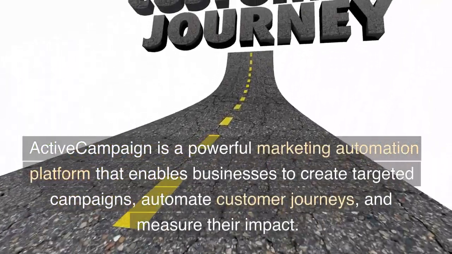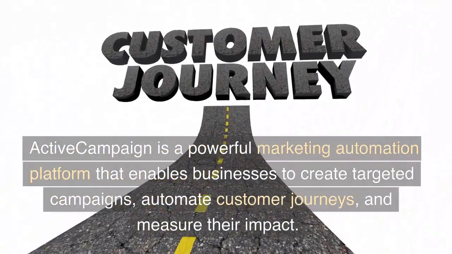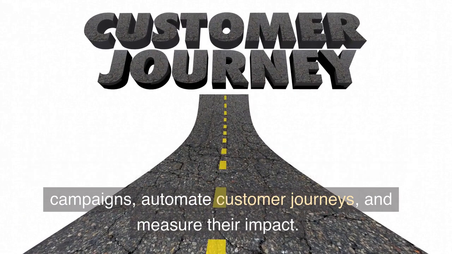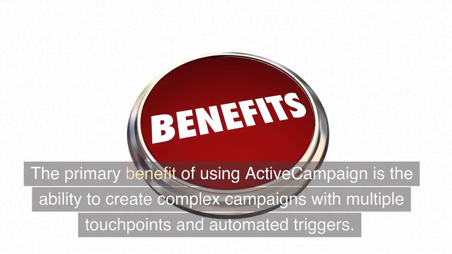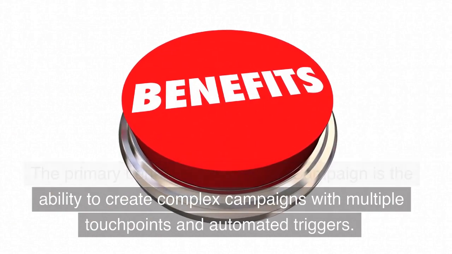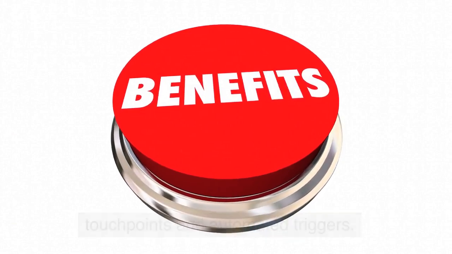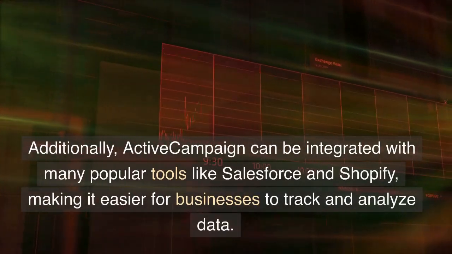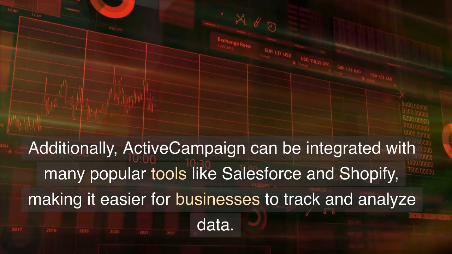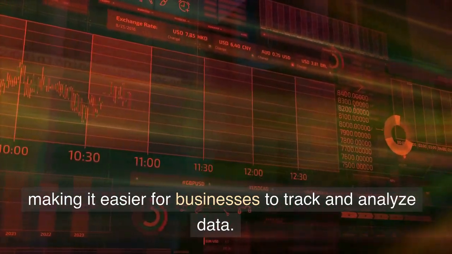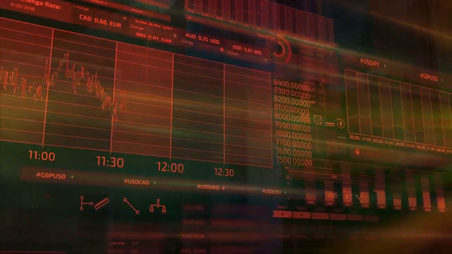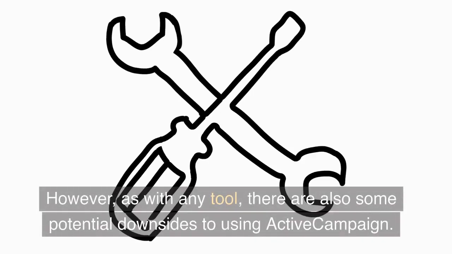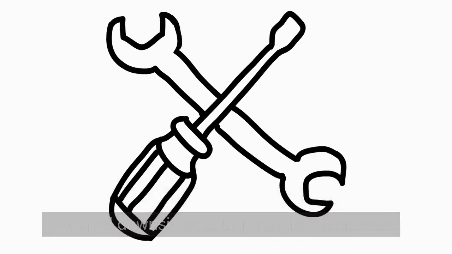Pros and cons to using ActiveCampaign. ActiveCampaign is a powerful marketing automation platform that enables businesses to create targeted campaigns, automate customer journeys, and measure their impact. The primary benefit of using ActiveCampaign is the ability to create complex campaigns with multiple touchpoints and automated triggers. This helps you to reach the right customers at the right time with the most relevant messages. Additionally, ActiveCampaign can be integrated with many popular tools like Salesforce and Shopify, making it easier for businesses to track and analyze data.